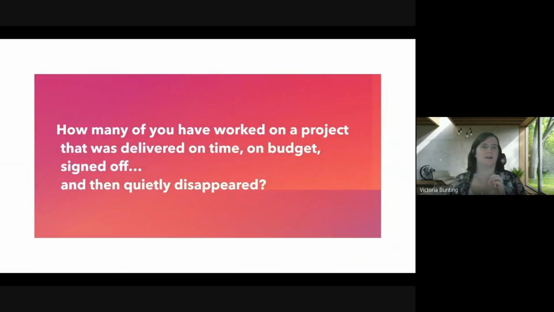I want to start with a question. How many of you have worked on a project that was delivered on time, on budget, signed off, and then you've quietly moved on? I've been there, and I know others have too, where you deliver what's been agreed as successful. The go live happens, the stakeholders are happy, and then you move on. But have you ever been back months later and looked at that data, and what does it show? Did people really adopt that change?